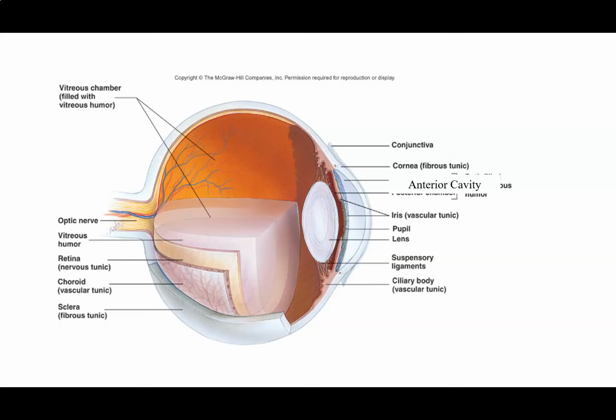The externalmost of the tunics or layers is called the fibrous tunic. And the fibrous tunic is made of 2 structures, the sclera and the cornea. These are 2 very different structures, but they are continuous with one another. In other words, there's no physical separation between them.